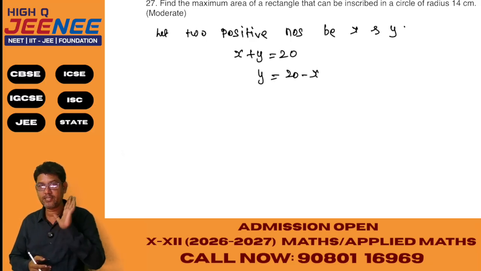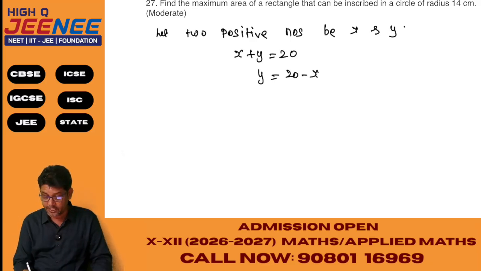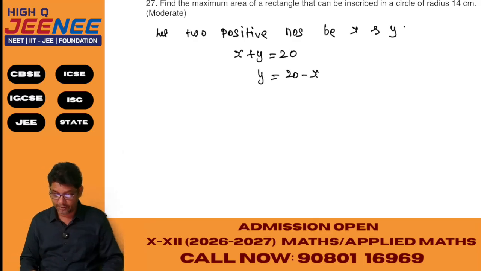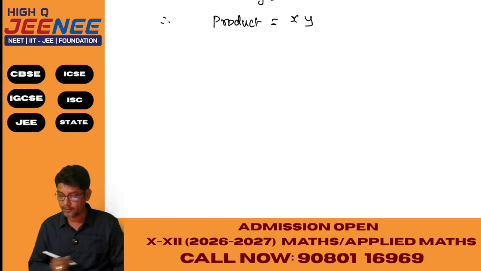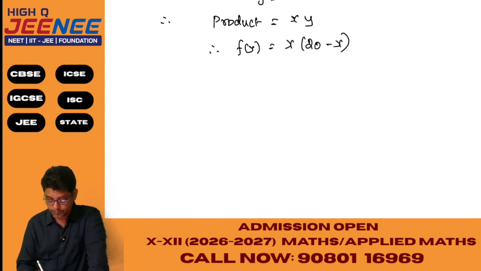Identify f of x. See here, the product is nothing but our f of x. Therefore, we have to check for the maximum of the product. The product of the two numbers is nothing but xy. So our f of x is equal to x into y, which is 20 minus x. F of x is equal to 20x minus x square.